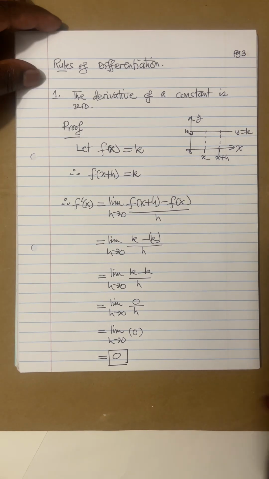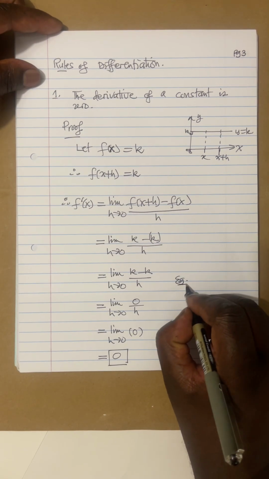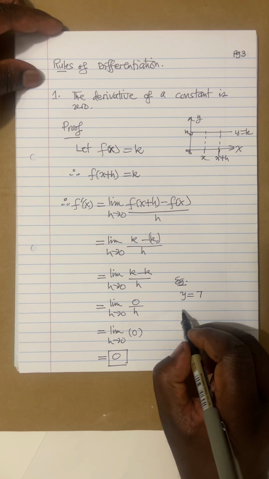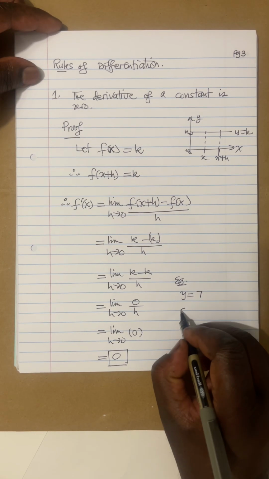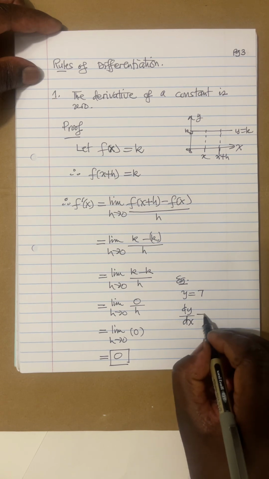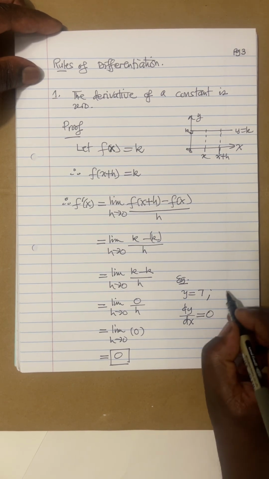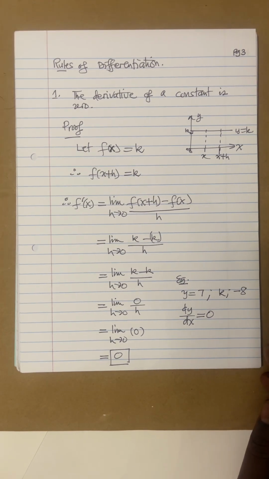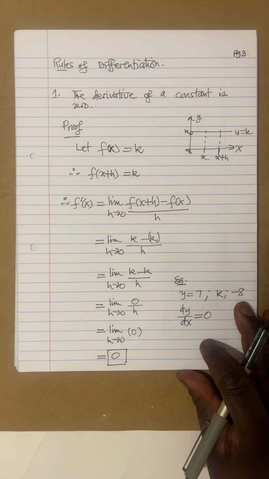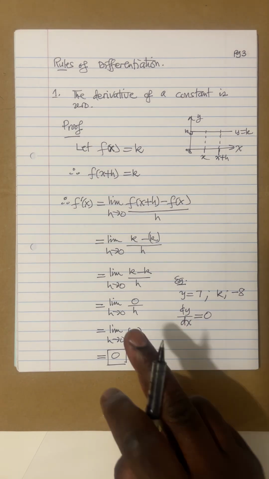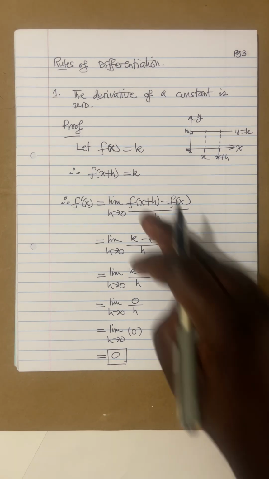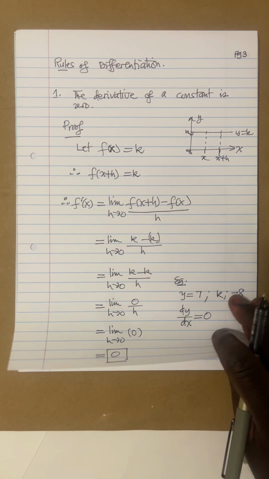So that means, let me just write here, e.g., if I'm told that y is equal to 7, by using Leibniz notation, dy dx must be equal to 0. Or 7k minus 8, whatever constant it is, dy dx must be 0. So that's the meaning of this rule number 1 here. The derivative of a constant is 0. Remember, they can ask you to prove this in an exam. Prove that the derivative of a constant is 0, and this is the proof. That's how you lay it out. Right. Rule number 1 done.